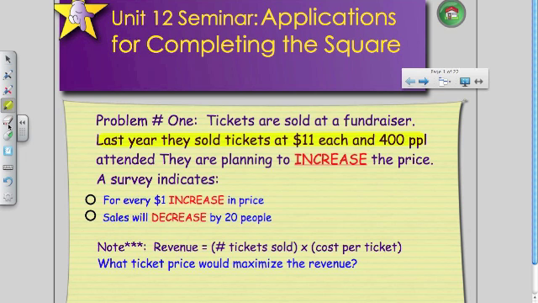Whenever you see the word maximize or minimize, when they're asking you for profit or something that maximizes the situation or minimizes the situation, you always use the completing the square method. That is the only time you use the completing the square method, is when you see that word maximum or minimum, or maximize and minimize, because completing the square helps us find the vertex, which is either the maximum point or the minimum point. And this entire unit is taking quadratic equations and linking it to real-world situations.